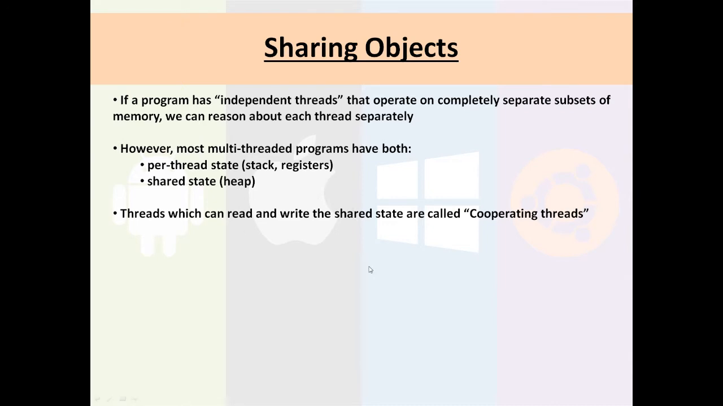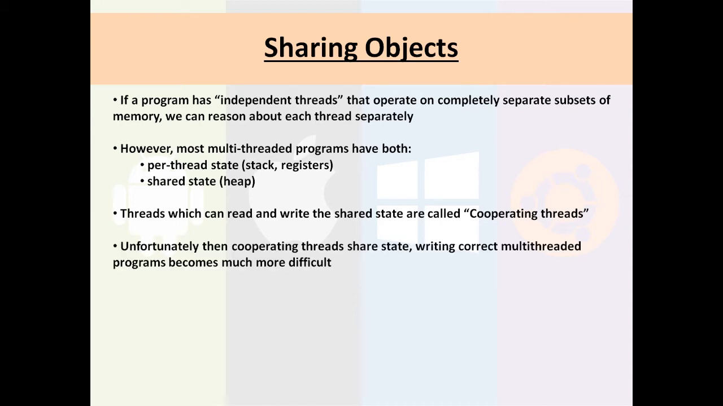Now, threads which can read and write to that shared state are called cooperating threads, and obviously the opposite to this definition would be non-cooperating threads, for threads which cannot utilize this shared state. Like I alluded to already, when we have cooperating threads, it becomes a lot more difficult to write correct multi-threaded programs. And by correct, I'm talking about a program whose processing or execution produces a correct output every single time, or a valid output every single time.